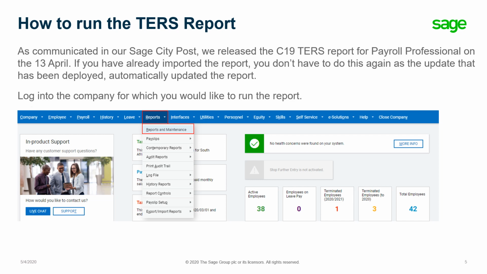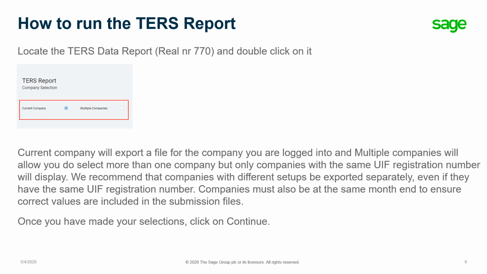Log into any company from which you would like to run the report. Locate the TERS data report, which is reel number 770, and double-click on it to open. You will see that the report gives you the option to either run it for the current company, which will be the company that you are logged into, or to run the report for multiple companies.